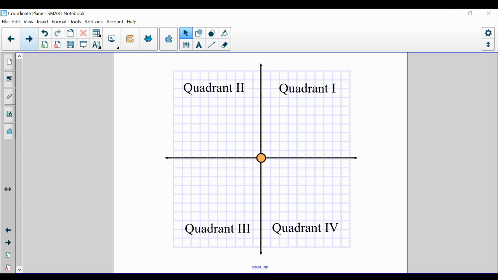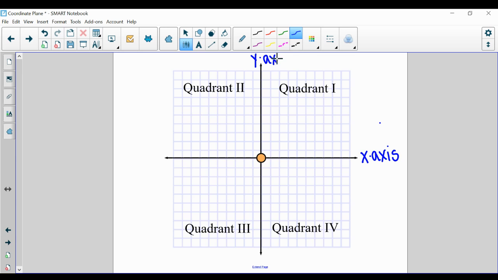So let's explore. There's a lot of vocab related to the coordinate plane that I want to introduce you to. And the first of which are what we call these black lines. So the horizontal black line is what we call the x-axis, and the vertical black line is what we call the y-axis. There's lots of ways to remember which one's x and which one's y. My personal favorite way of remembering it is I think about a yo-yo goes up and down. Yo-yo starts with y, the y-axis goes up and down, so I know the vertical axis is the y-axis.